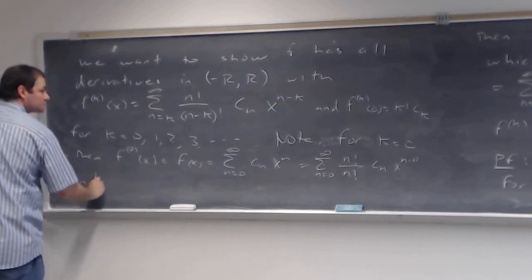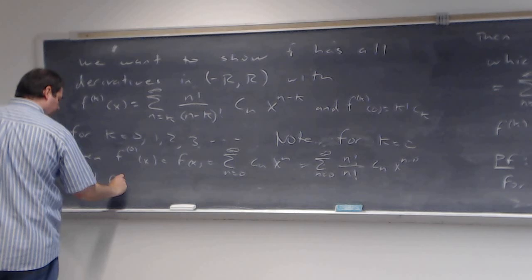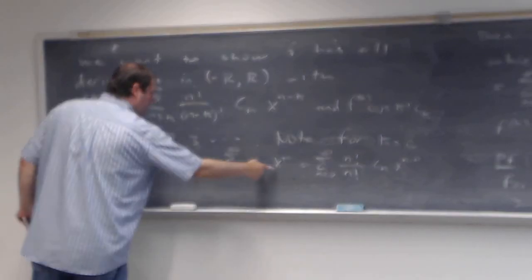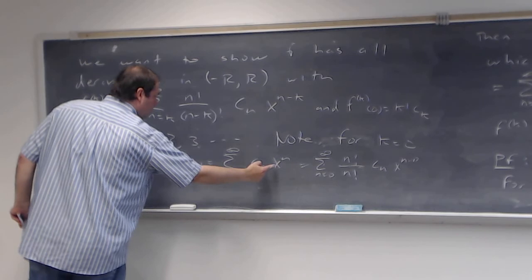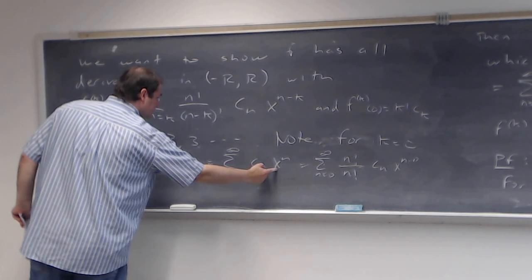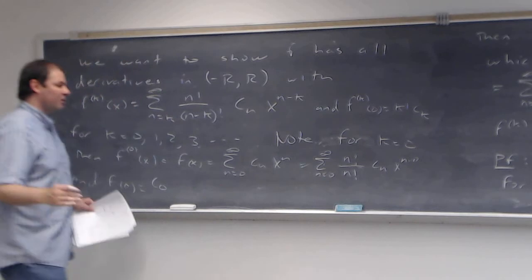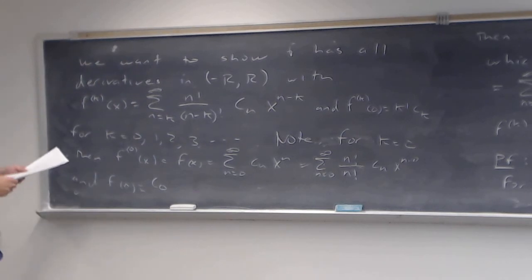What we're trying to show is correct for 0. And f of 0, well, we're going to get 0 every time except when n is equal to 0, so the first term. And so we're just going to get c sub 0. Here we're taking 0 to the 0 to be equal to 1. So the statement is true for k equal to 0.